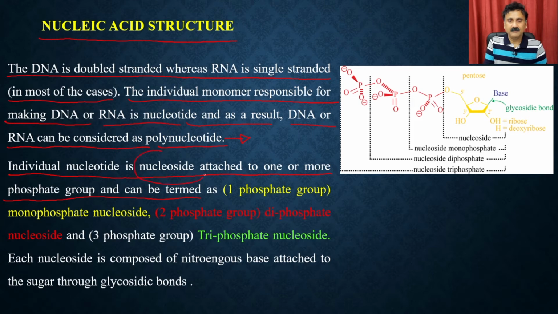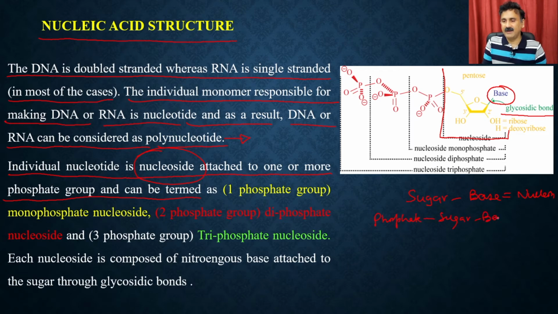So what is a nucleoside? When the sugar molecule is attached to the base with the help of the glycosidic bond, it gives rise to a compound known as the nucleoside. So this is the structure. If you have the sugar attached to the base, then that is called the nucleoside. If you have the phosphate, and it attaches with the sugar and the base, then that is called the nucleotide.